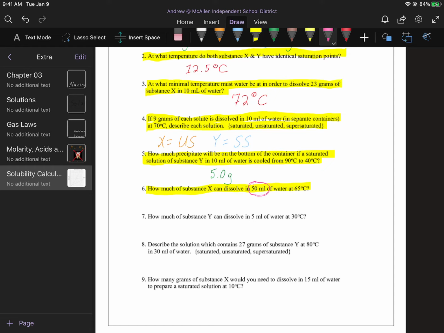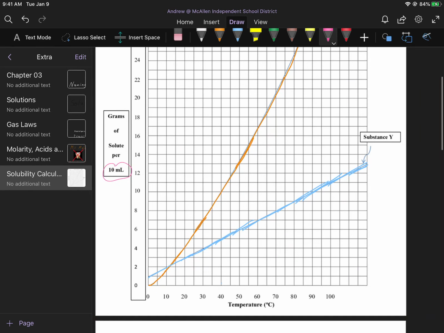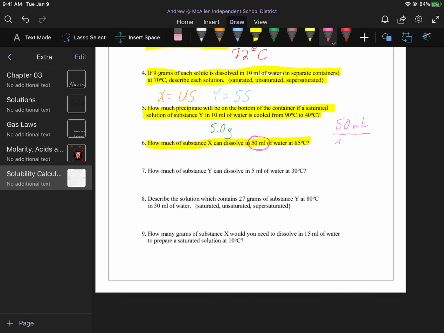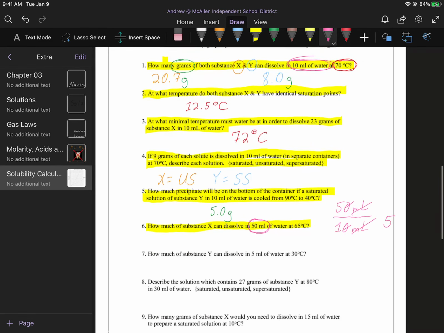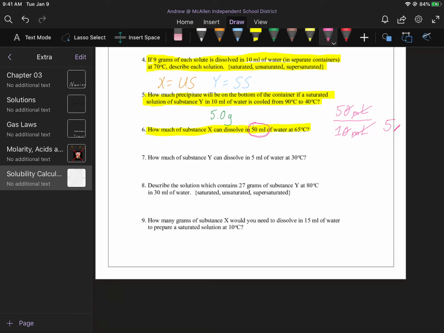To solve this, we're going to take how much water we have. In this case, it's 50 milliliters. And we're going to divide by how many milliliters our graph is in. Our graph is 10 milliliters. Now, when we divide, we get 5. So what that tells us is we're going to look at the saturation point at 10 milliliters, whatever that is, and then we're going to multiply times 5. So we're going to pretend that this really says 10, and then we're just going to multiply that answer by 5.